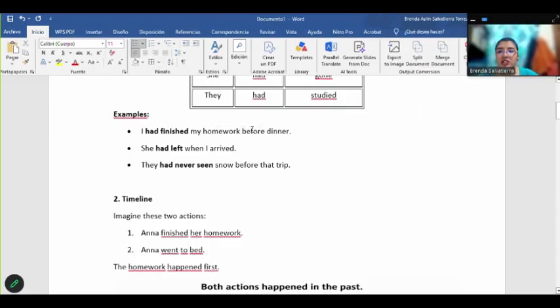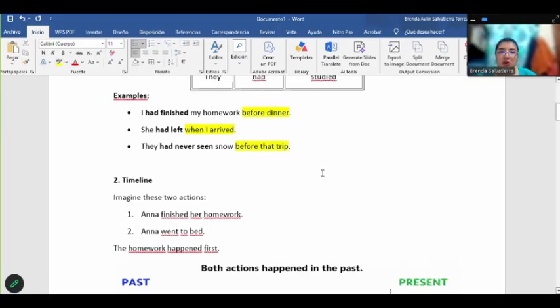Okay, examples. I had finished my homework before dinner. Okay, so this action happened before dinner time. That's why we use the past perfect. She had left when I arrived. Okay, when I arrived, she had already left. So this happened before I arrived. They had never seen snow before that trip. Okay, before that trip, they had never seen snow.